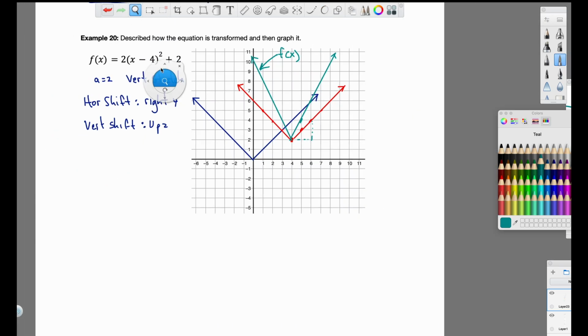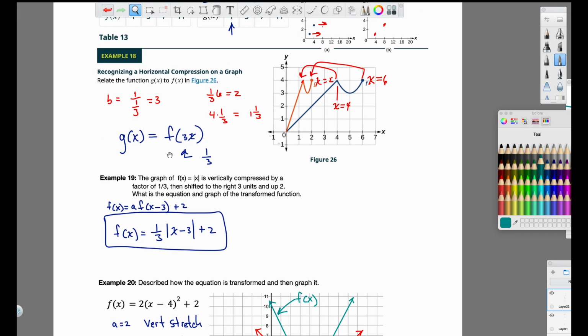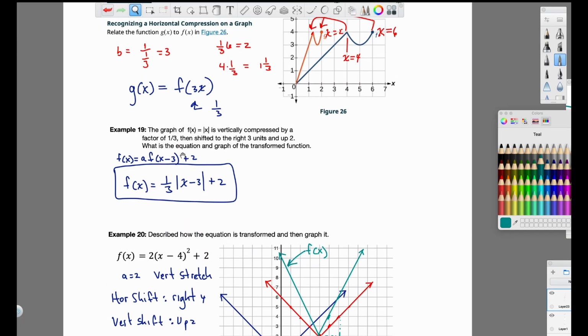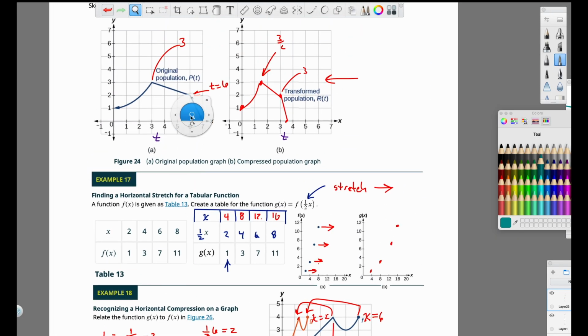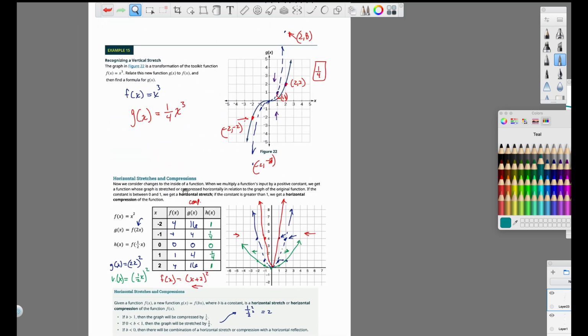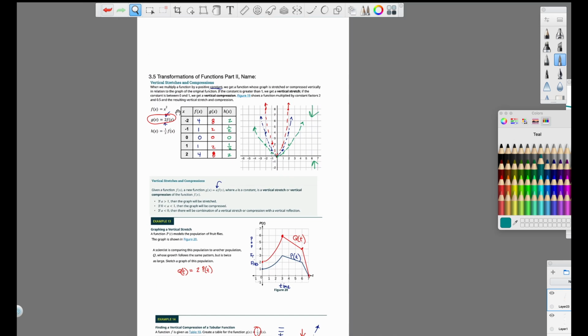Okay, so we added that one extra piece in this section where we're multiplying by a constant either outside the function or inside, and it just affects the vertical stretch or compression or the horizontal stretch and compression. And that is the last piece for being able to graph any type of function.